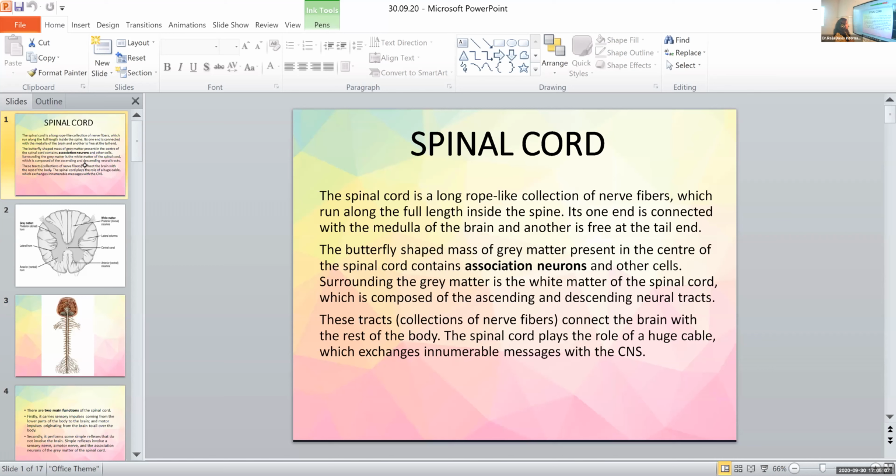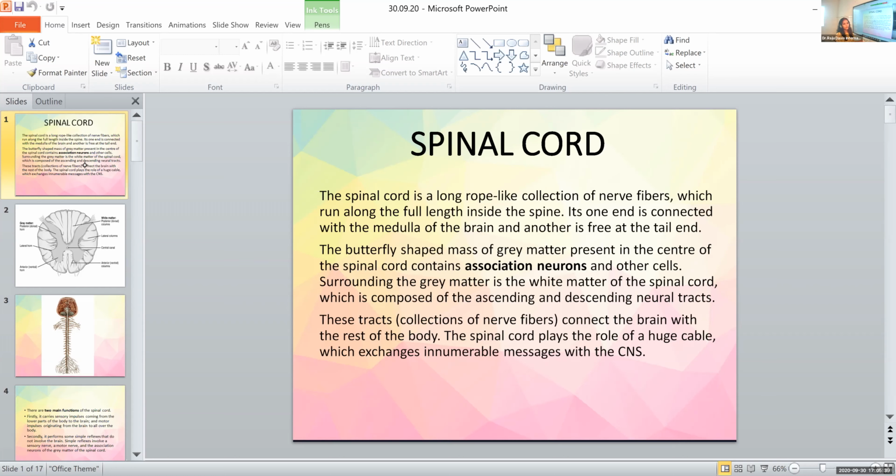So the butterfly-shaped mass of gray matter present in the center of the spinal cord contains association neurons and other cells. Surrounding the gray matter is the white matter of the spinal cord, which is composed of the ascending and descending neural tracts. These tracts, that is a collection of nerve fibers, connect the brain with the rest of the body. The spinal cord plays the role of a huge cable which exchanges innumerable messages with the CNS.